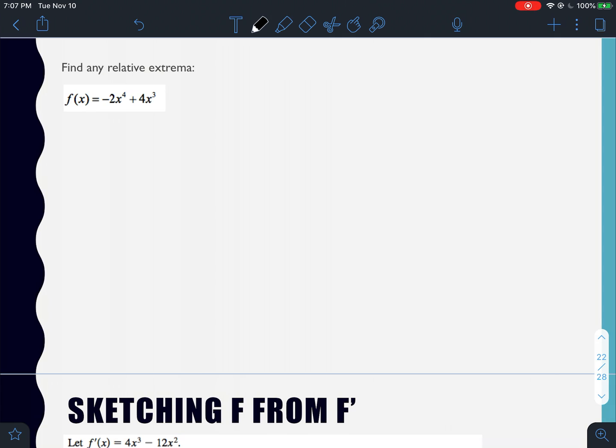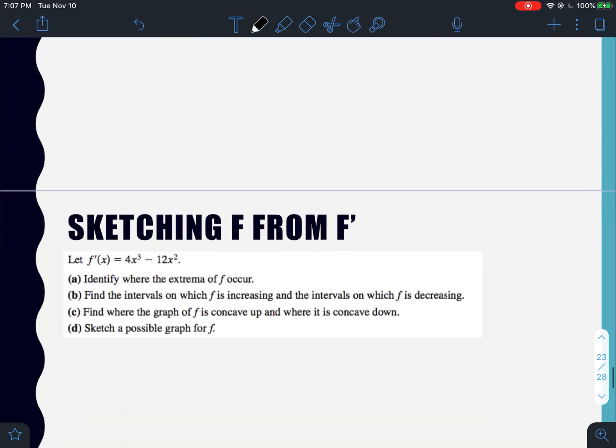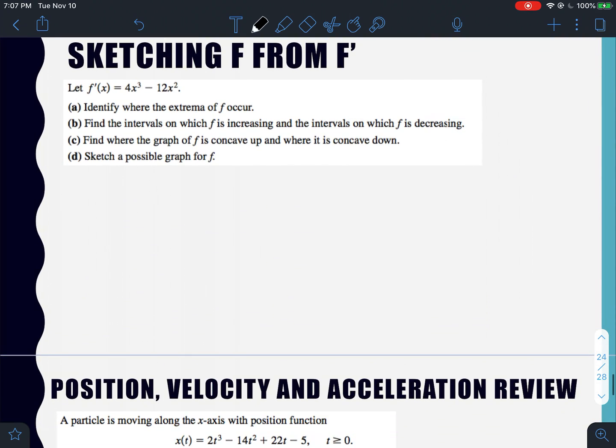So go ahead and use your second derivative test to try and figure out where this graph would have local minimums and local maximums. You guys can pause the video, try, and then you can check your work against the finished notes from class today.